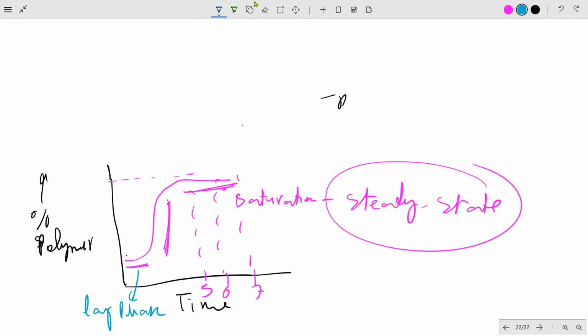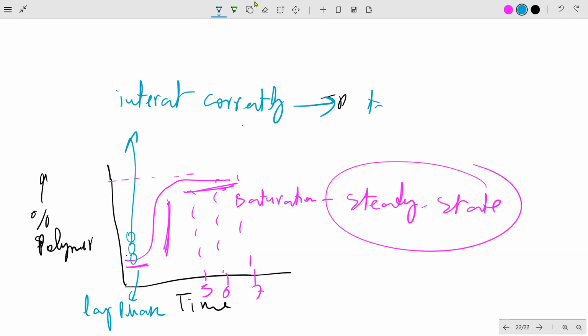क्योंकि जब 3 सबयूनिट्स आ रहे हैं, जब न्यूक्लिएशन रिएक्शन हो रहा है, तो लैग फेज में क्या हो रहा है, लैग फेज में न्यूक्लिएशन रिएक्शन is taking place. 3 subunits are coming together and they have to interact correctly. The subunits come together and they interact correctly. They have to interact correctly, and this will take some time.